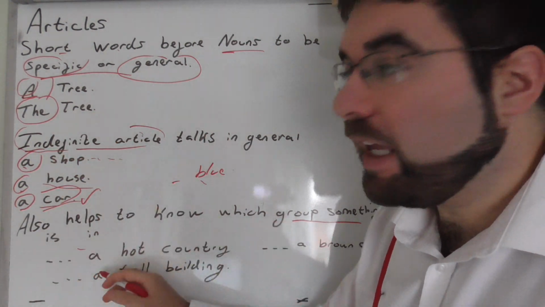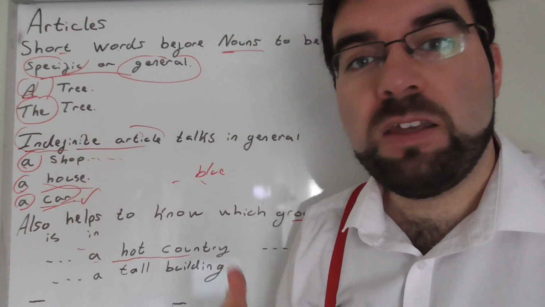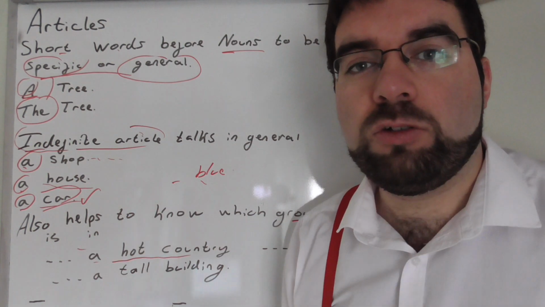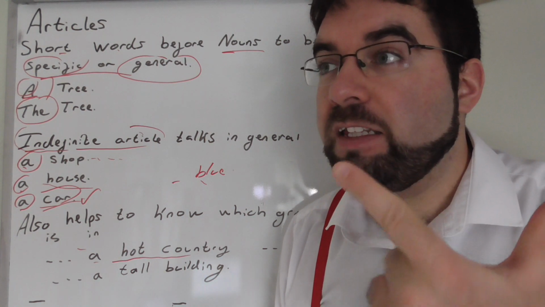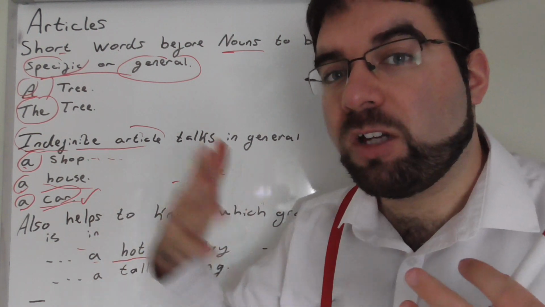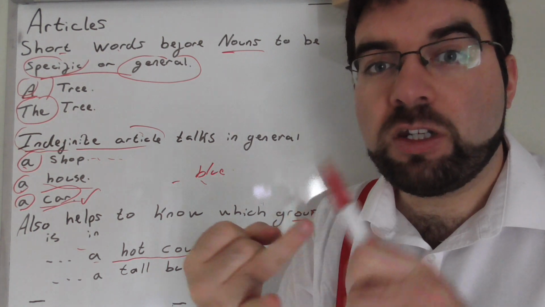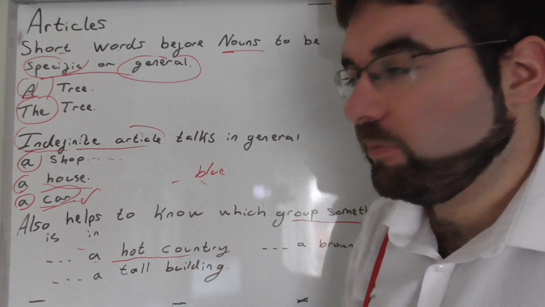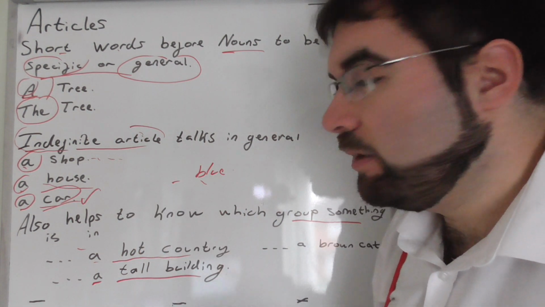I'm going to a hot country. I'm going abroad. Oh, where to? I'm going to a hot country. A hot country that's far away and it is in the desert. Even though going abroad is general, when you say a hot country, foreign, desert, that narrows it down.